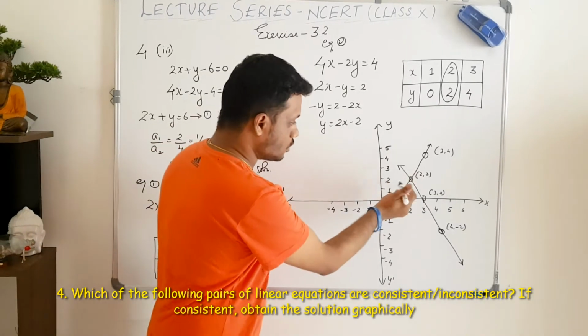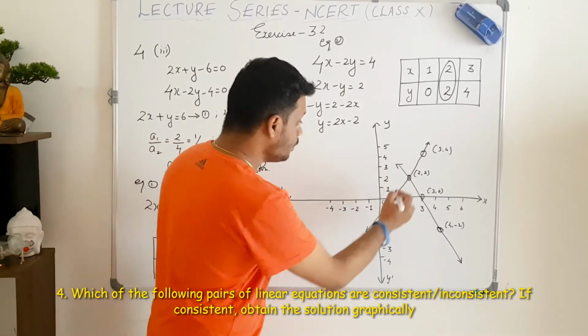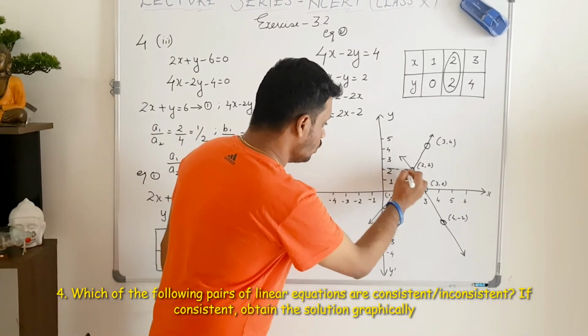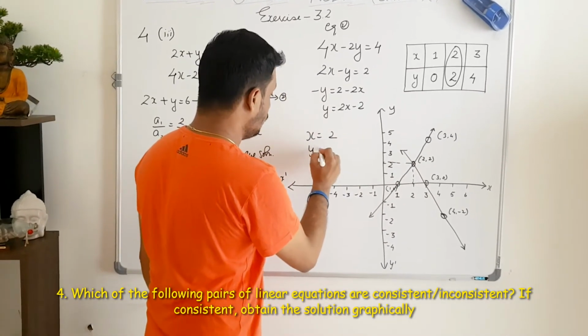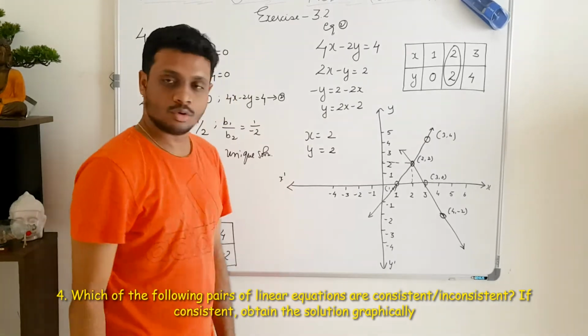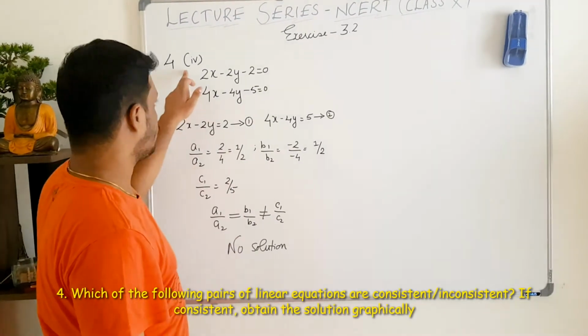So that is a point where they are going to intersect. If you see the graph also, that point is common in both of them. So x value is 2 and y value is also 2. So we solve it graphically and we find x is equal to 2 and y is also equal to 2. So this is the last subdivision and fourth question.